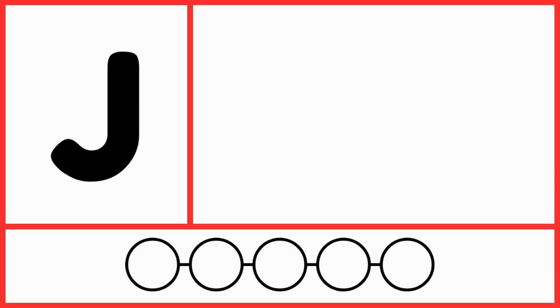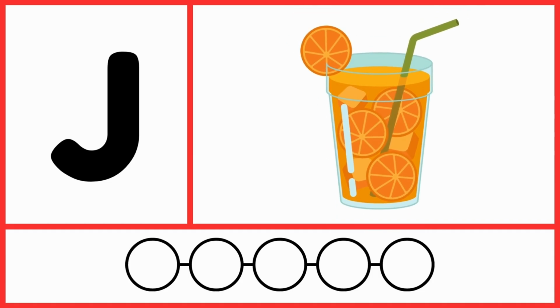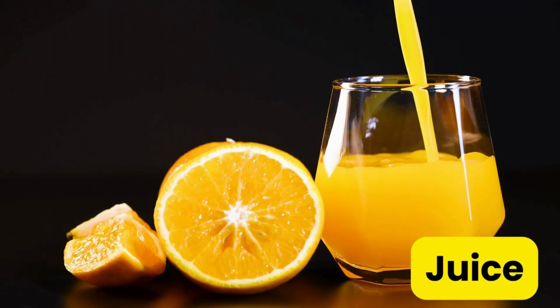J. J is for juice. Let's spell it. J, U, I, C, E. J is for juice. Juice.